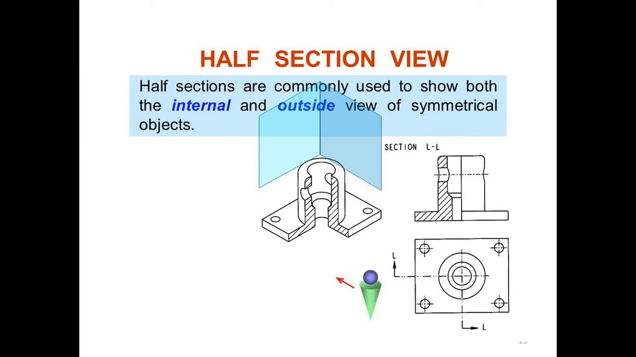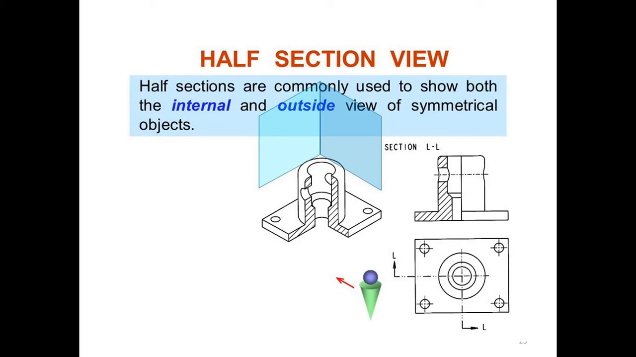Again, it is one example of a half section view. Half sections are commonly used to show both the internal and outside view of symmetrical objects. When an object is symmetrical, and we need to show the internal and outside view, that is, inner dimensions as well as outside dimensions, the half section view is used.